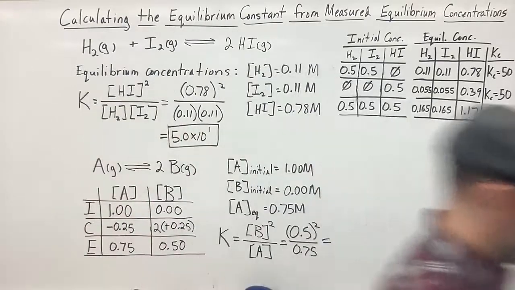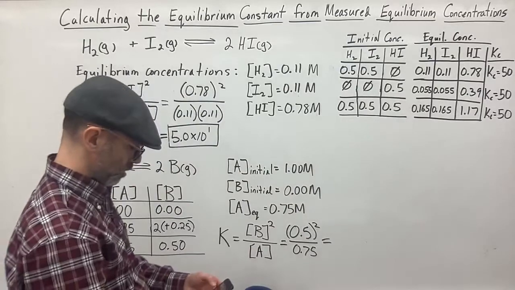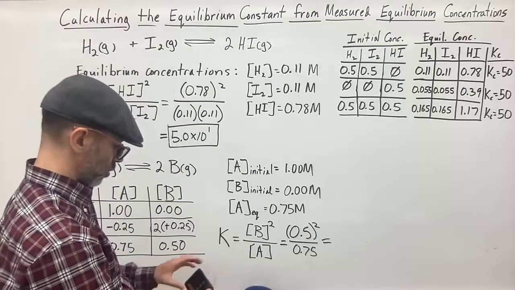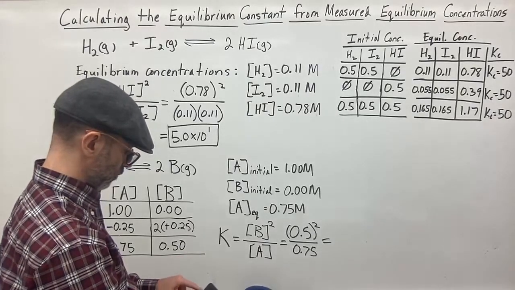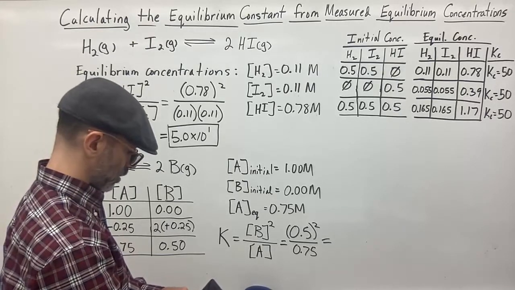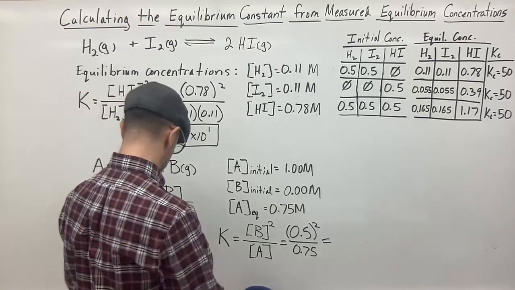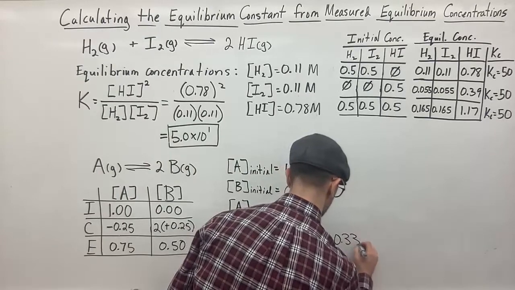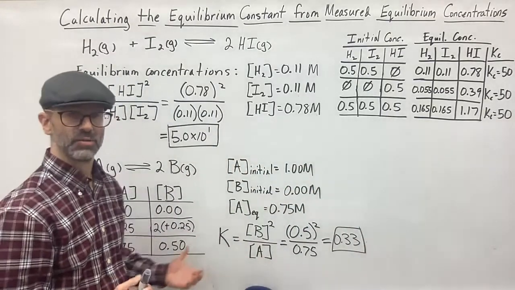And let's get the answer here. Get my calculator out. So I calculate this as 0.5 squared, and then I divide that by 0.75 equals, and my answer is 0.33 for my equilibrium constant for this reaction.